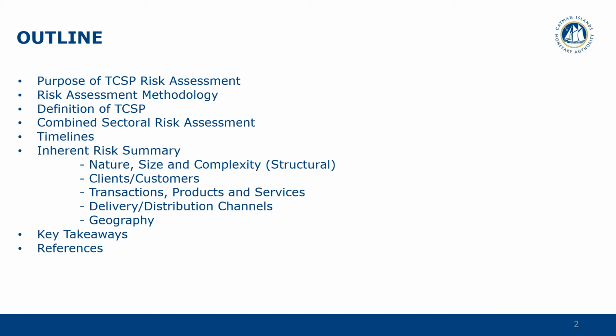The first is looking at the purpose and background of the risk assessment, including the methodology used, the definition of TCSP, the context of our combined sectoral risk assessments, and the timelines. Then we'll look in closer detail at the actual inherent risk summaries, looking at nature, size and complexity, clients and customers, transactions, products and services, delivery and distribution channels, and geography. And then we'll look at the combined overall risk rating. Finally, we'll look at the key takeaways for you as licensees and regulated entities, and how you can best use some of these findings to enhance your own approach to managing and mitigating money laundering and terrorist financing risks.